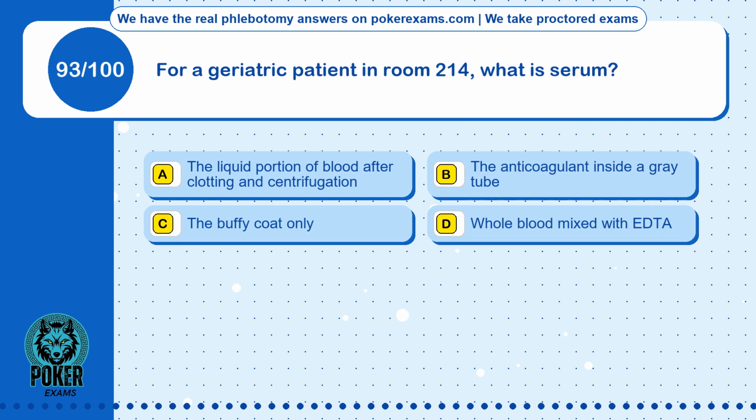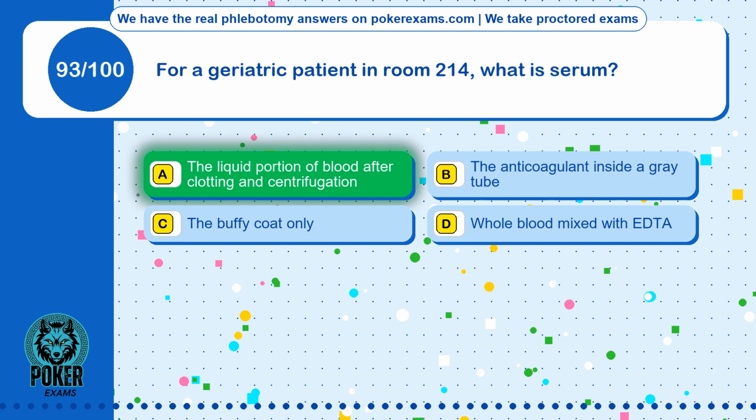Question 93. For a geriatric patient in room 214, what is serum? Option A. The liquid portion of blood after clotting and centrifugation. Option B. The anticoagulant inside a gray tube. Option C. The buffy coat only. Option D. Whole blood mixed with EDTA.